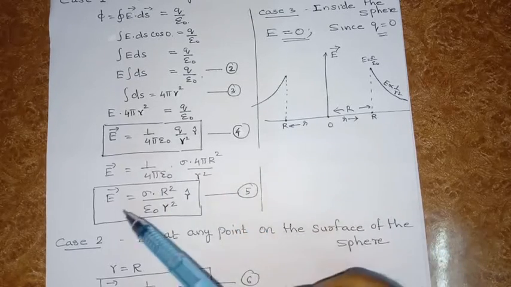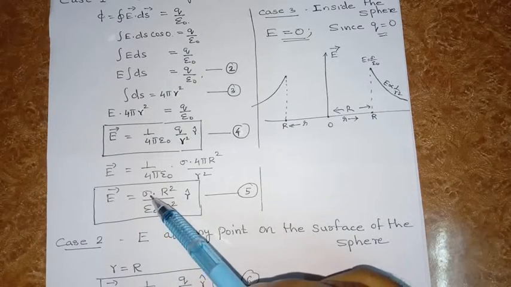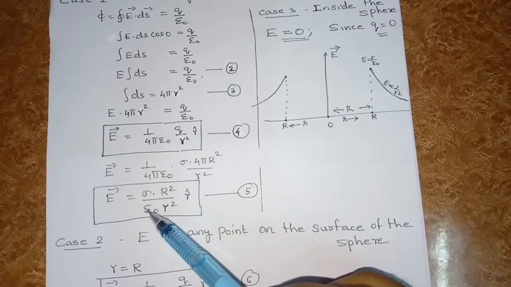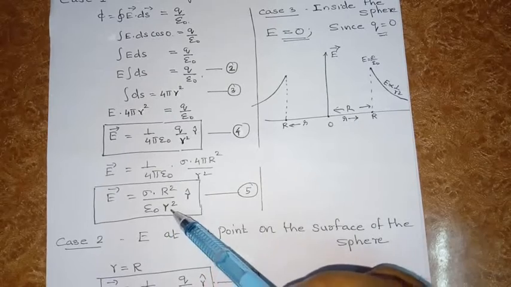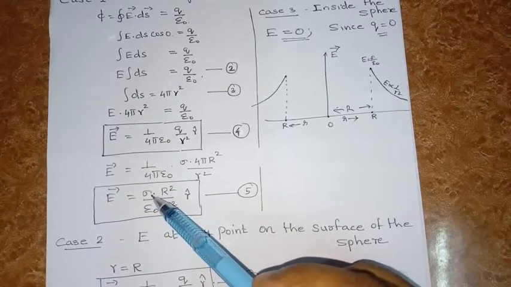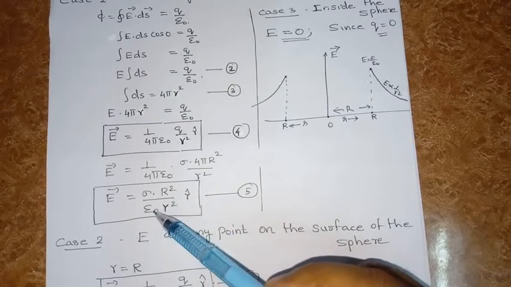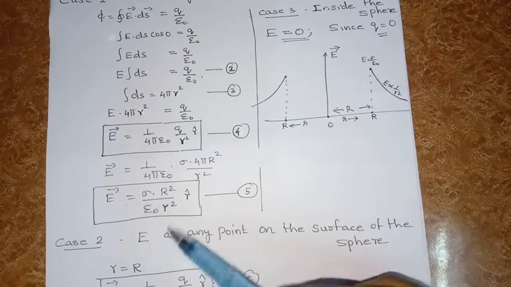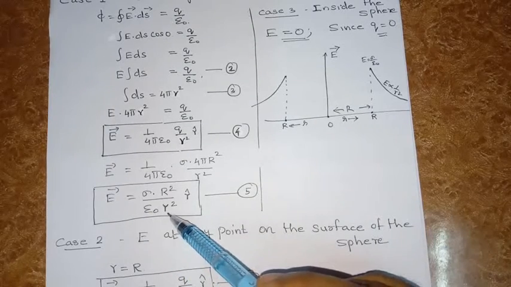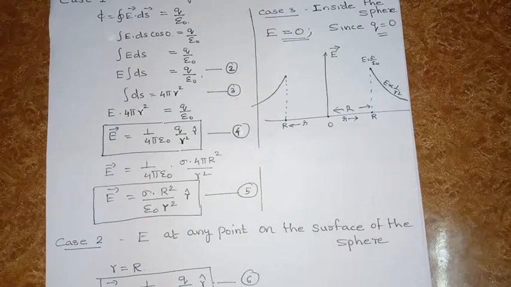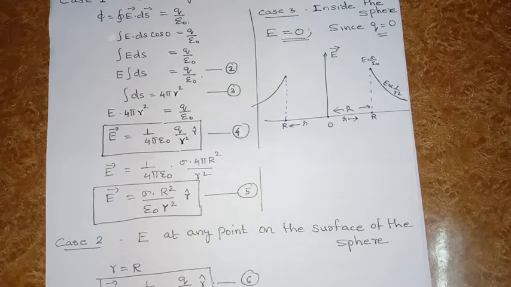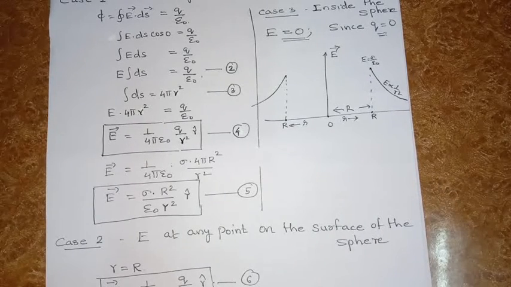4 pi cancels. What remains? E is equal to sigma into capital R square divided by epsilon 0 into small r square. Sigma is a constant, capital R is a constant, epsilon 0 is a constant. That means E is proportional to 1 by small r square only. What is the meaning of that? As the distance of the point from the center of the sphere increases, electric field decreases.